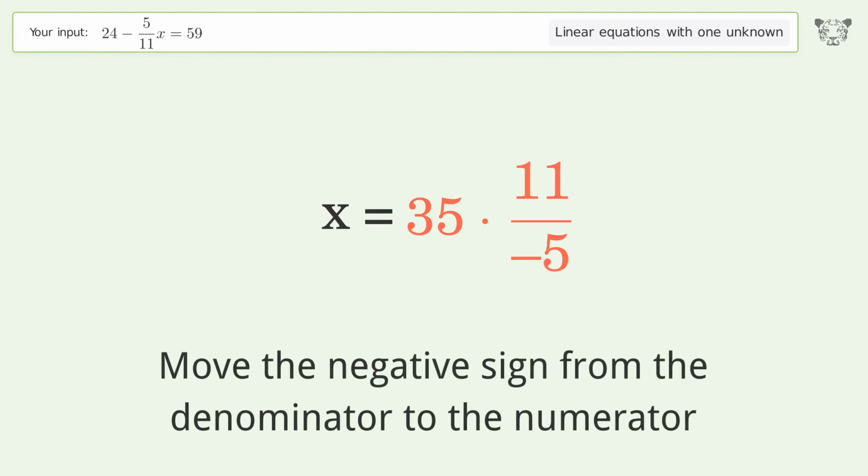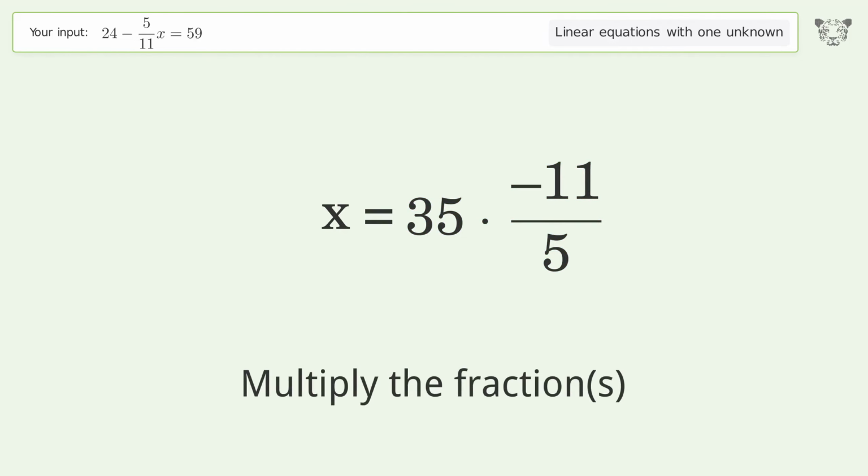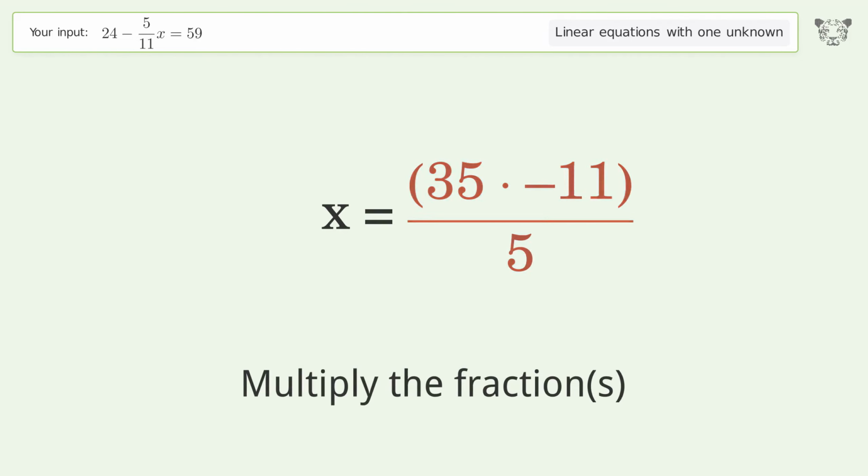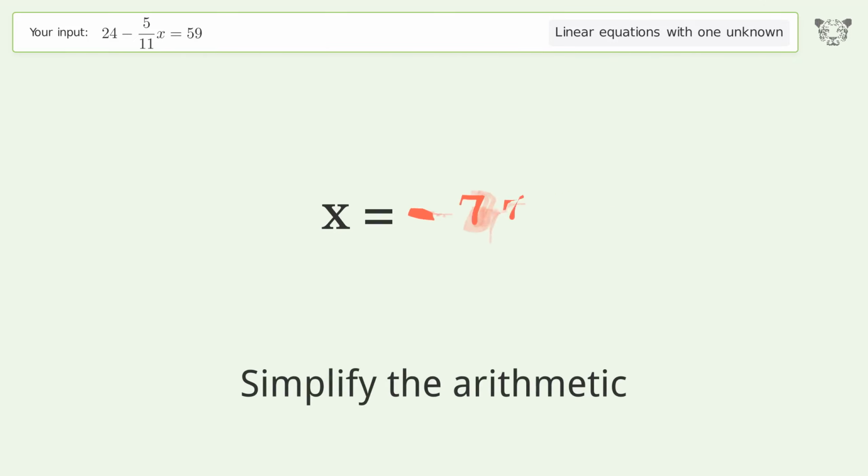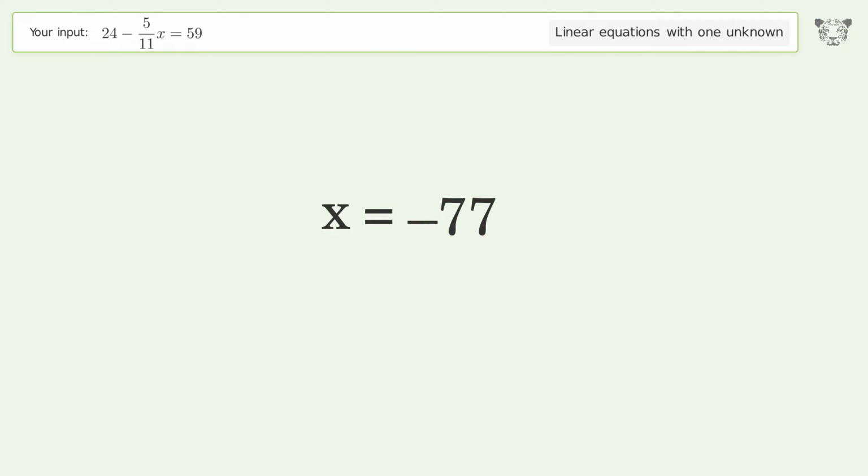Move the negative sign from the denominator to the numerator. Multiply the fractions. Simplify the arithmetic. And so the final result is x equals -77.